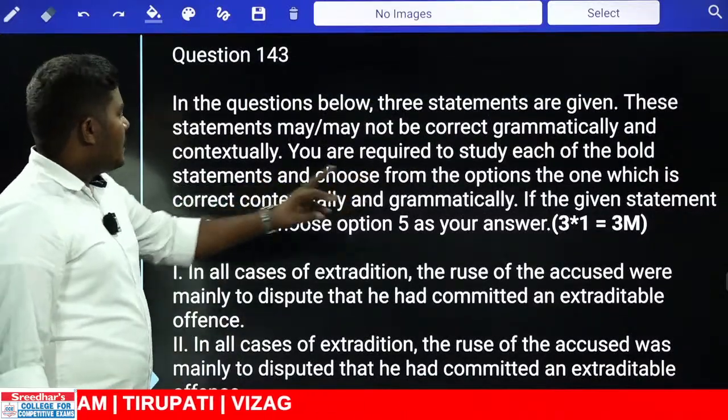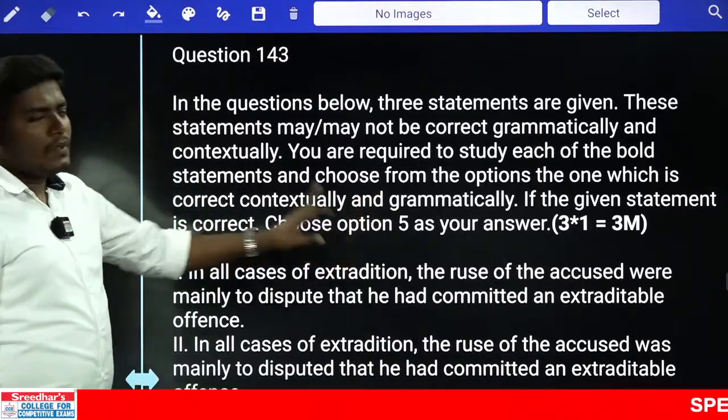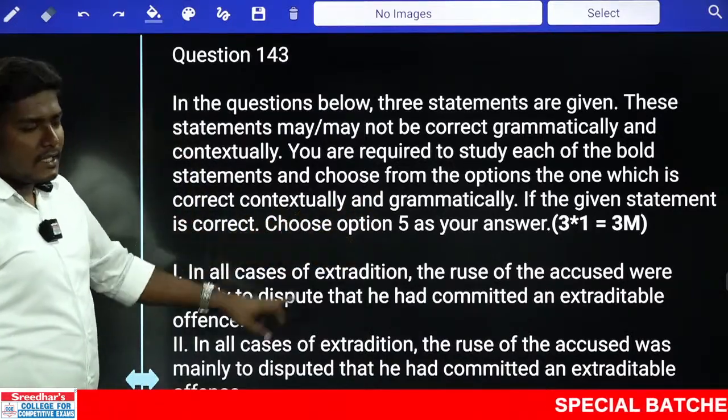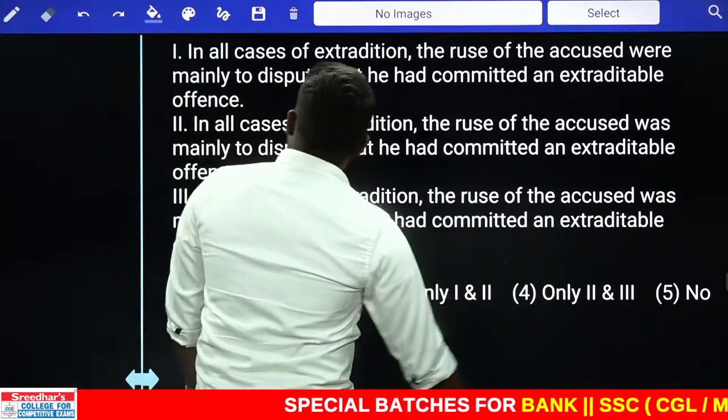You are required to study each of the bold statements and choose from the options the one which is correct, contextually and grammatically. You need to pick only correct statements, okay? And you can eliminate all the wrong statements. Look at the first one.